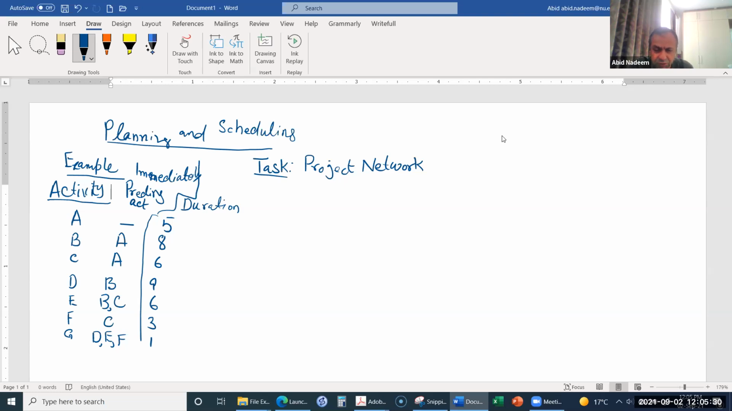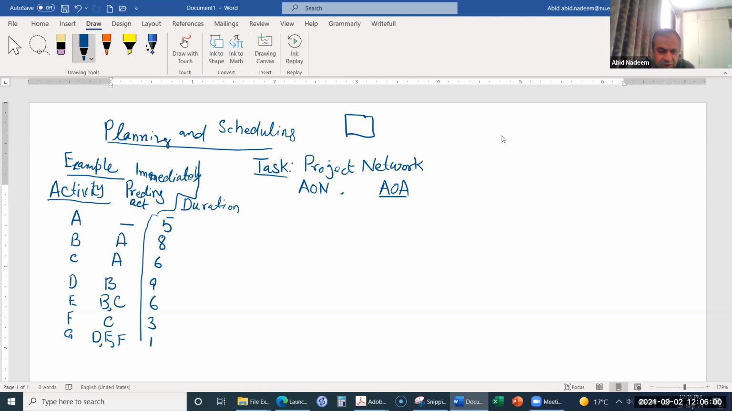So we have two approaches. One is the activity on node approach, the AON approach, and the other is the activity on arrow approach. We will do the activity on node approach first to draw this project network. For the activity on node approach, I will represent the activities with squares.